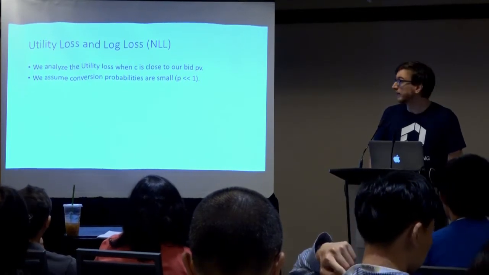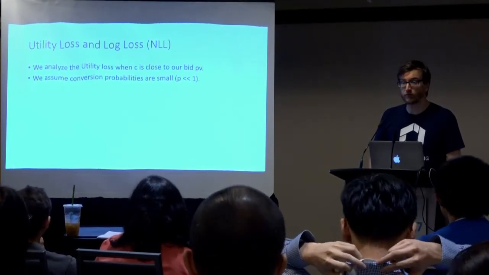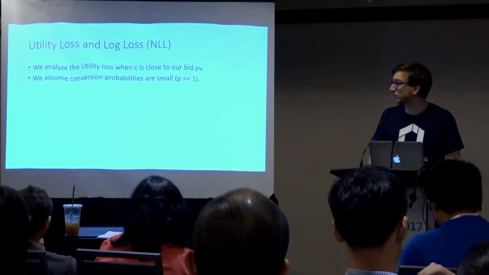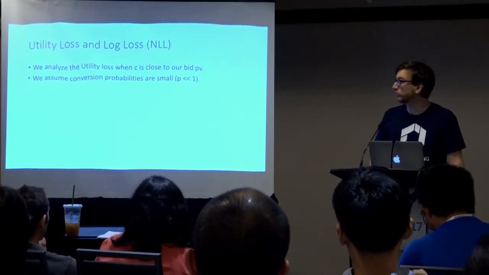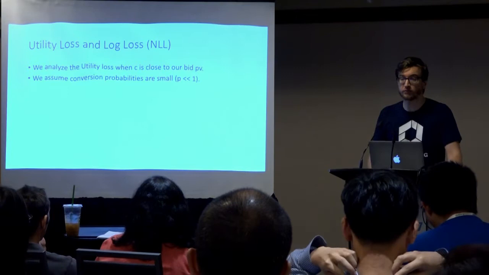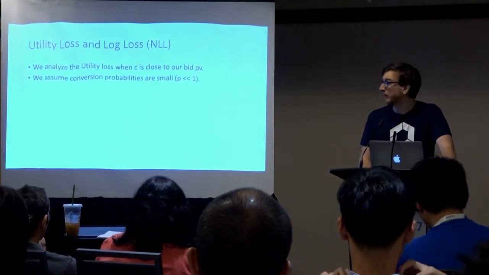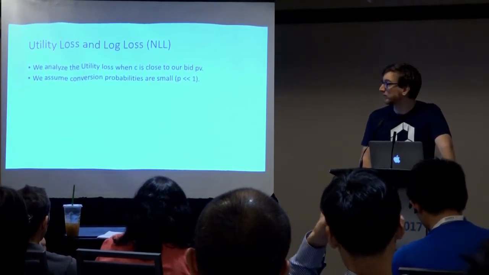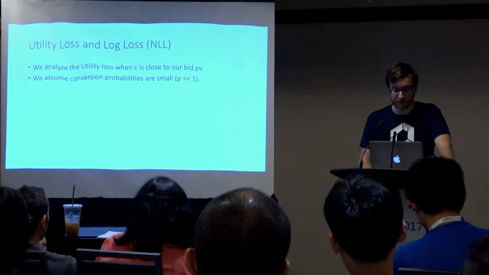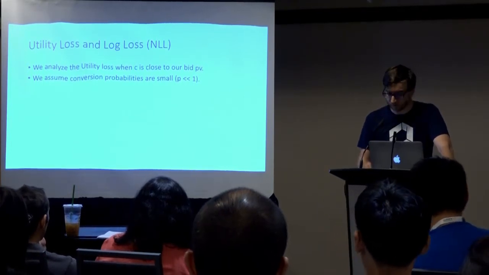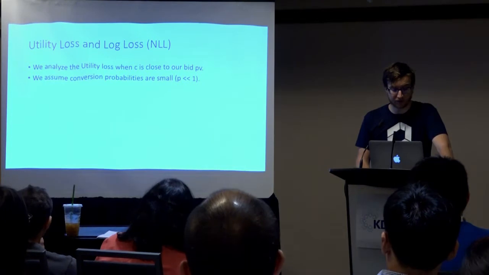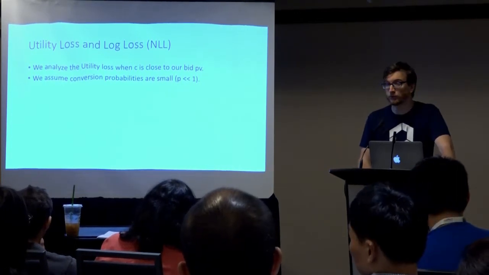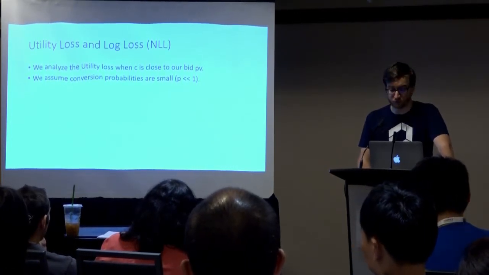But what we do is analyze the behavior, the derivative of the utility loss, when C is close to our bid, which happens in practice because auctions tend to be pretty dense, and so the cost that we pay will be close to our bid because there is a lot of competition. That's the first assumption that we make. And the second one is that we assume conversion probability to be small, which is also true in practice.